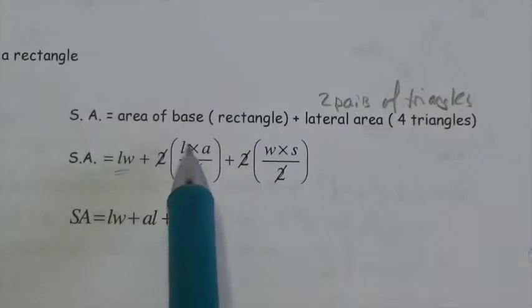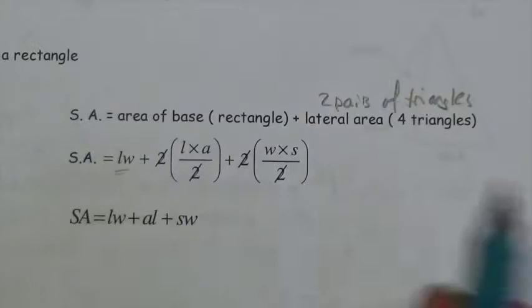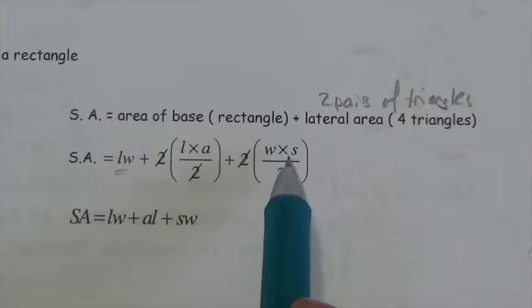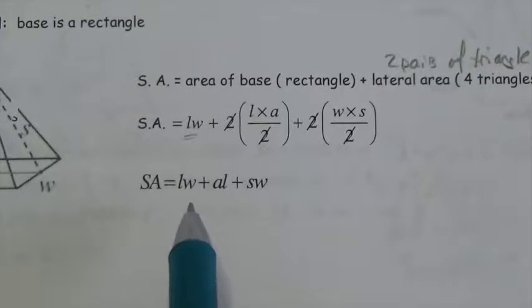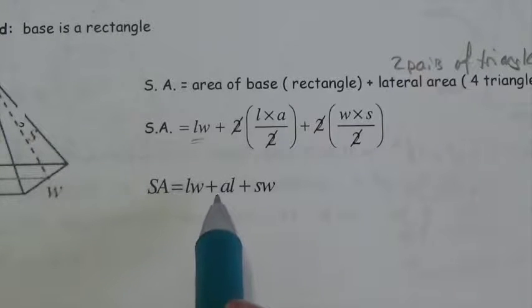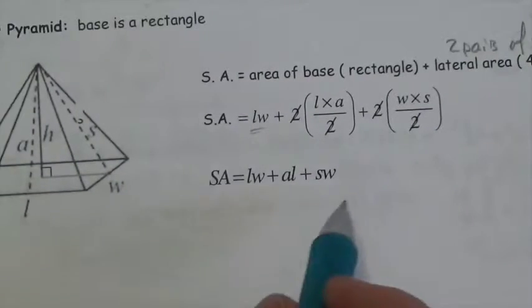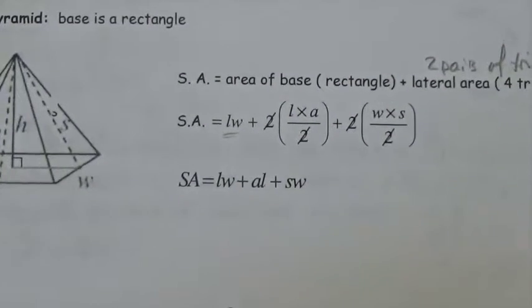We've got the front and the back one, which the area will be 1/2 L times A, A being the slant height, and there's 2 of them, so the 2's will cancel. And then here, 1/2 the width times the slant height, and that's again multiplied by 2 because there's 2 of them, and those cancel. So we're left with length times width, plus the slant height A times the length of the base of that triangle, plus the slant height S of the other side times the width of that triangle at the base. Okay, so there we go. So now we're going to jump in and do some examples.